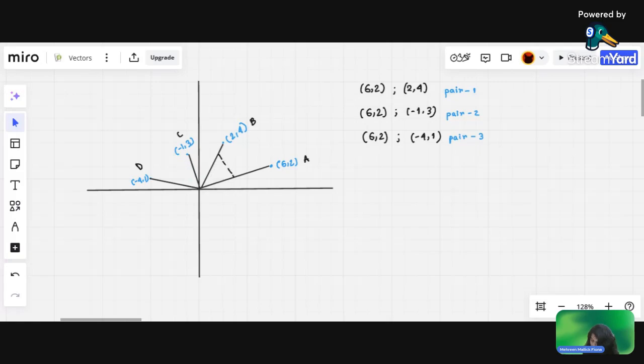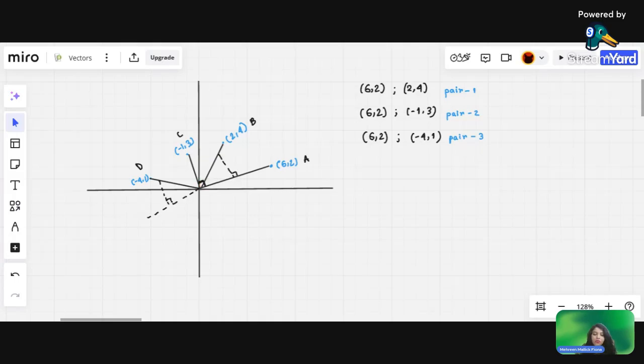So we can see that there is a small projection of B on A. And similarly for the coordinate minus 1 and 3, which is like a right angle projection. And for the third pair, the minus 4 and 1 pair, the 6 comma 2 line is extended, if we extend this line, kind of in the negative.